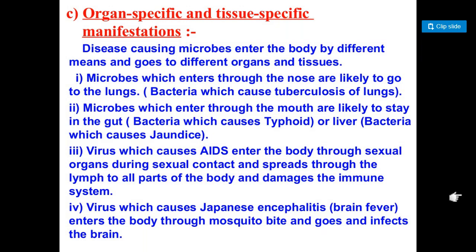Now the third topic, that is organ specific and tissue specific manifestations. We will discuss it in the next class.